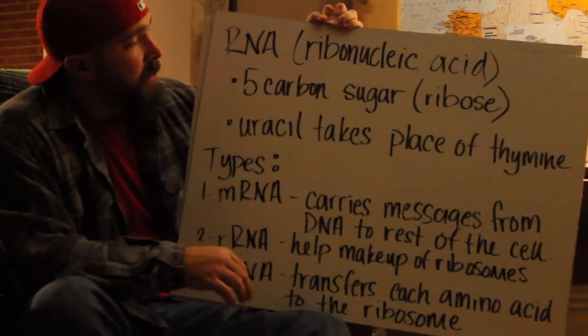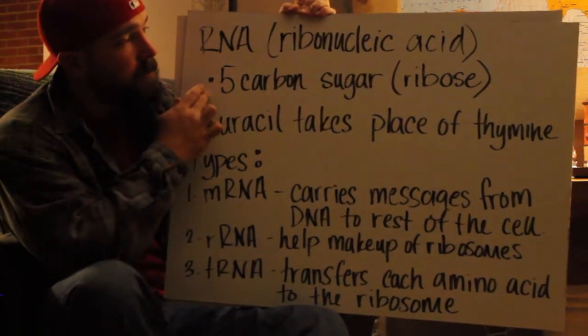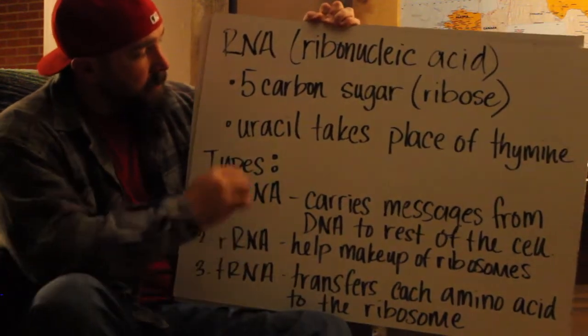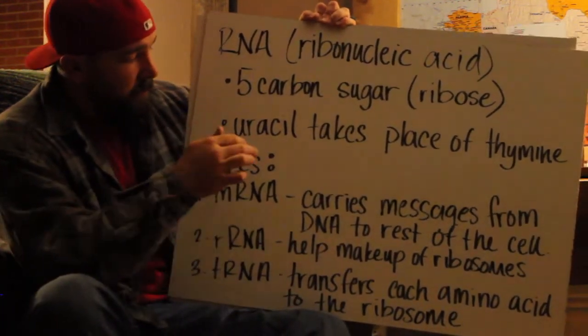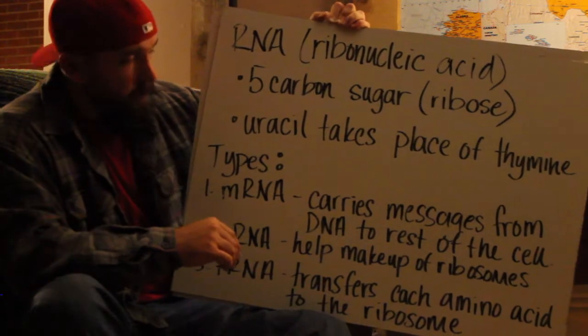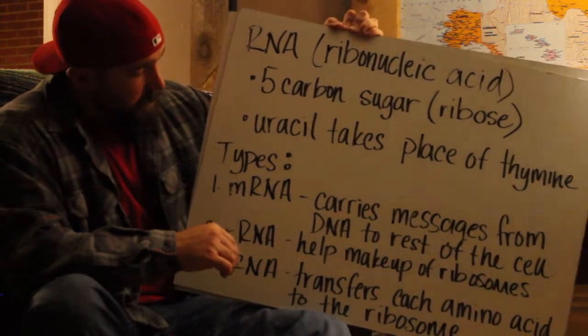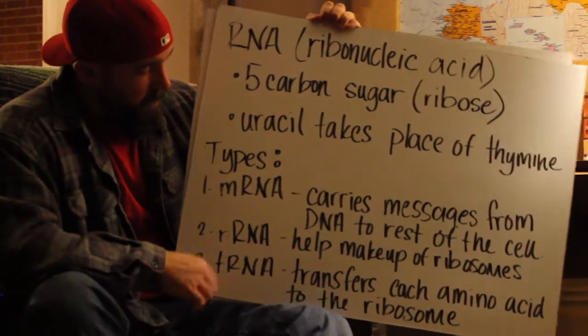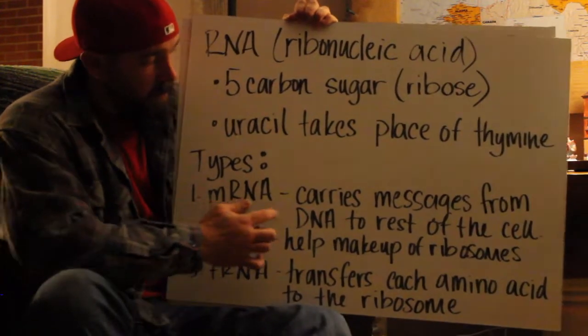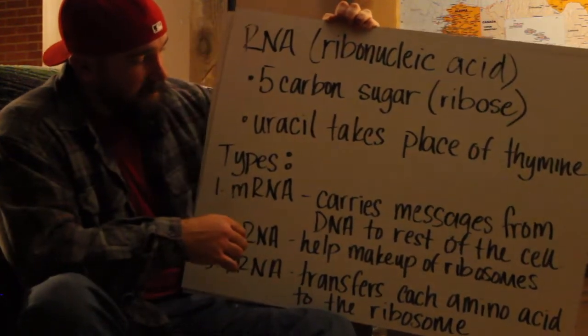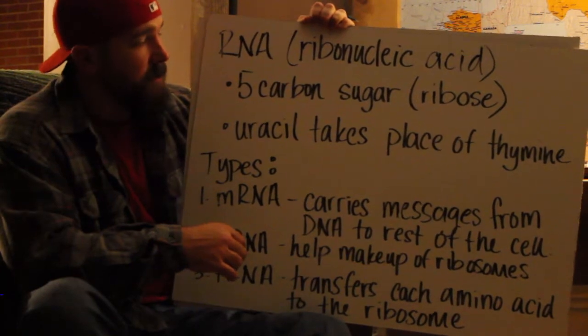RNA, or ribonucleic acid, is also made up of a 5-carbon sugar, but it's ribose, and uracil takes the place of thymine to pair up with adenine. There are 3 types of RNA. You have mRNA, which carries messages from the DNA to the rest of the cell.